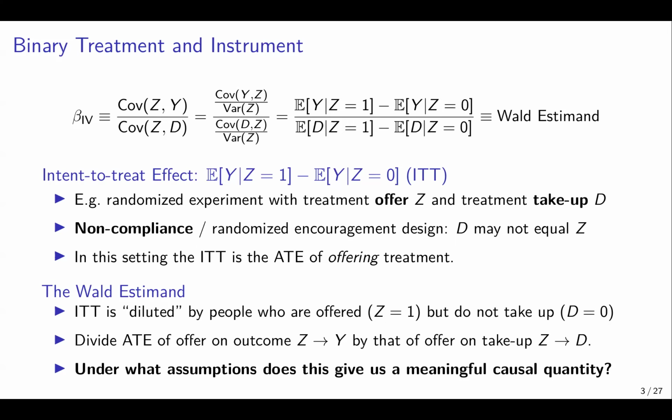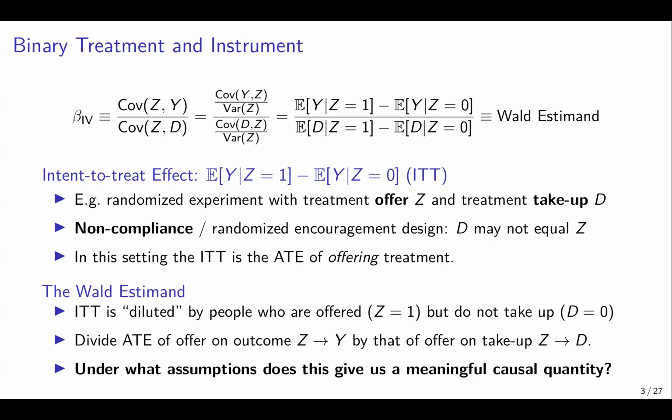Sometimes it's also referred to as a randomized encouragement design. In this setting, however, z is randomly assigned. So it's a perfectly valid question to ask, what is the causal effect of z on y? That is called the intent to treat effect, and that is precisely what the numerator of the Wald estimand tells us in this context.